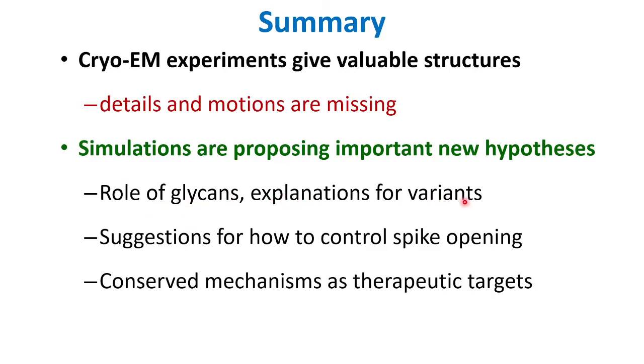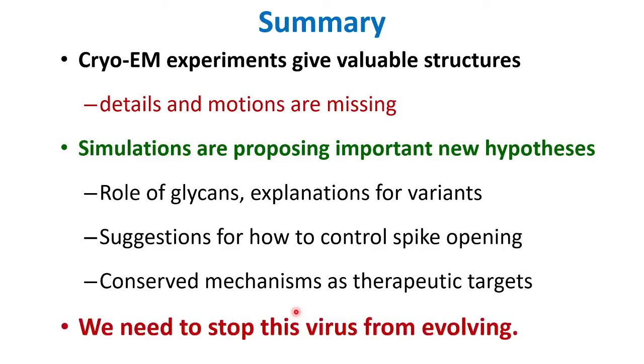We can explain some of these variants, even ones that are far away from where antibodies bind, and it would be very difficult to understand why they would change the behavior. But we understand that now through the energy surfaces. We're getting some ideas how we can control the opening. And then I think most important is that if we figure out how this machine actually works, that may give us a way that we can go in and try to trigger it on our own, the way that we see it happen spontaneously. And that's a conserved mechanism against all coronaviruses.